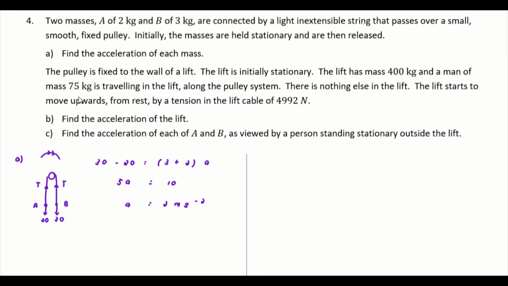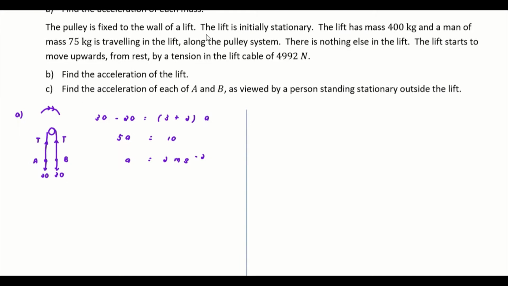So the mass of B is moving downwards at 2 meters per second squared, and A is moving upwards. Okay, so now the pulley is fixed to the wall of a lift. So the lift is initially stationary. The lift has a mass of 400 kg and a man of mass 75 kg. So let me try to draw it out first. So this is for part B.